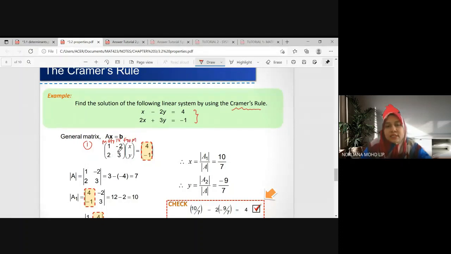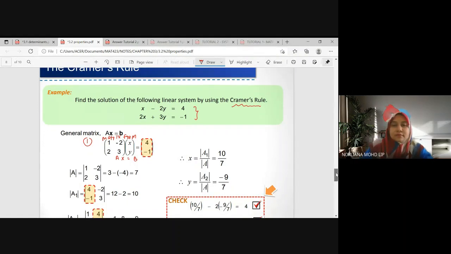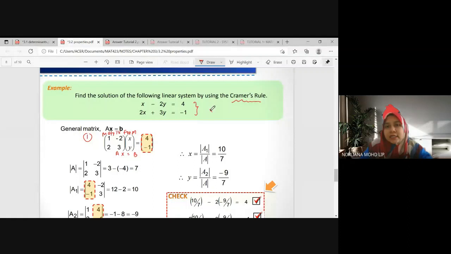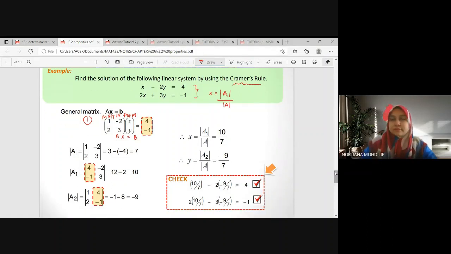Okay, matrix A times X is equal to B. So matrix A, the coefficient matrix, times the variable matrix is equal to the constant matrix. Okay, Cramer's rule, what was the formula? X equal to the determinant of A1 over the determinant of A. So Y equal to the determinant of A2 over the determinant of A.